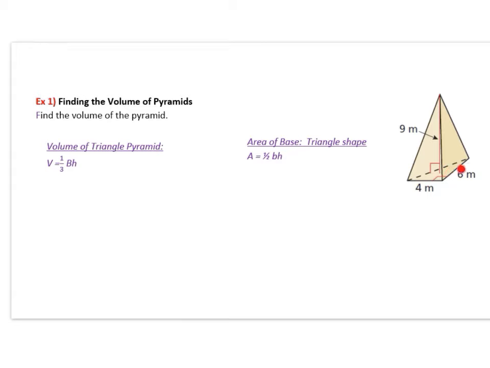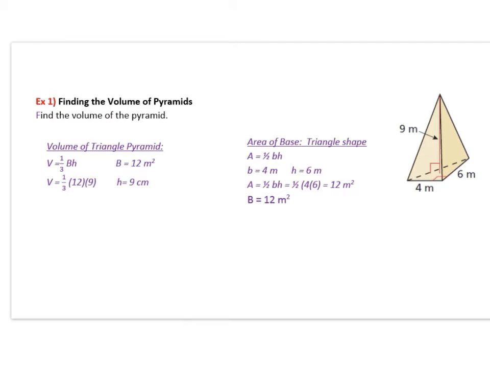So this applies to just the triangle's base and height. We know the base length is 4 and the height is 6. So 1/2 of 4 times 6 is the result of 12 meters squared. So capital B, area of the base, equals 12 meters squared. So we're going to use that value in our volume of triangle pyramid.